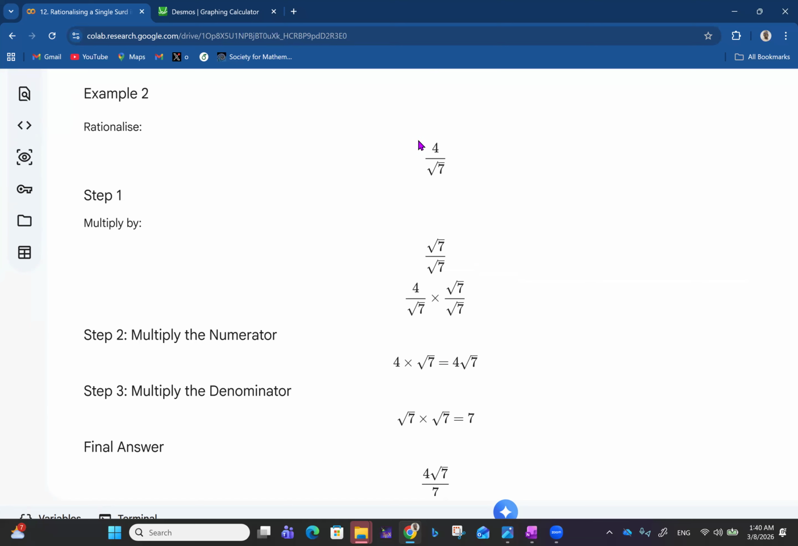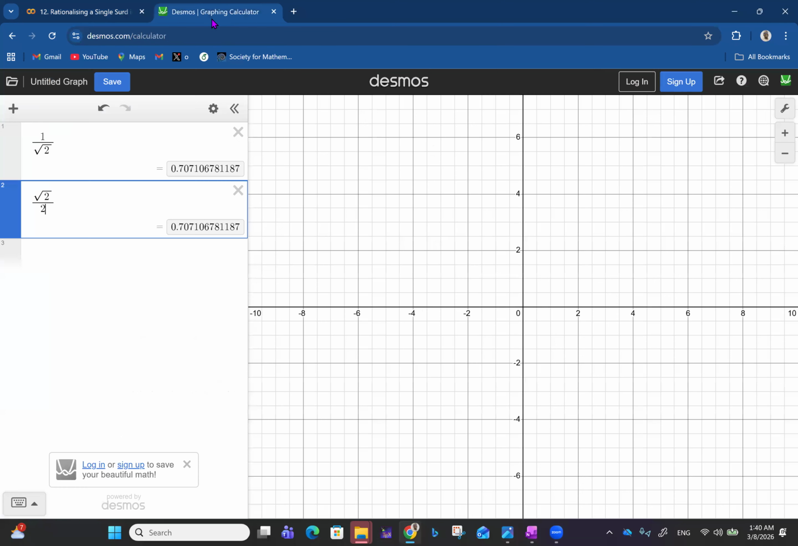So to be sure, you have the same thing. You have 4 over root 7, and you want to check if it's the same as 4 root 7 over 7. I have 4 over root 7, and then after rationalizing, we have 4 root 7 all over 7 now. So exactly the same, 1.51, and so on.